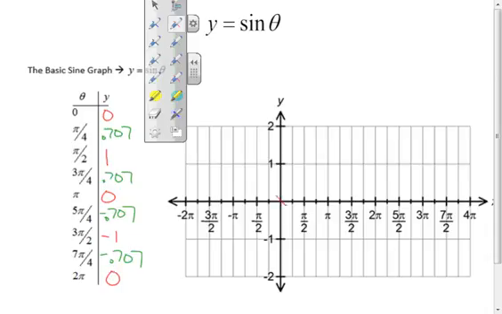So we've got 0, comma 0, and then we've got pi halves, comma 1, pi, comma 0, 3 pi halves, comma negative 1, and then 2 pi, comma 0. Okay? Now, if you look at that, you might think, okay, I just connect the dots, you would get sort of this picture here. It looks like some peaked mountaintops upside down, what have you.